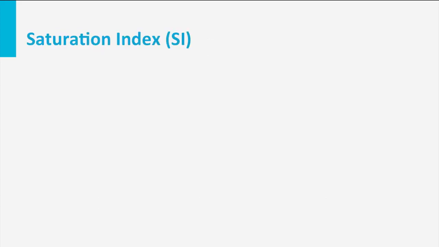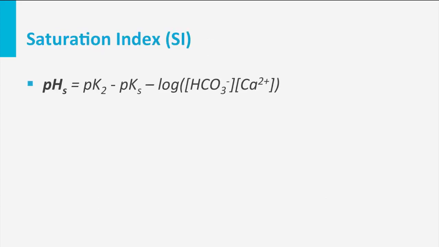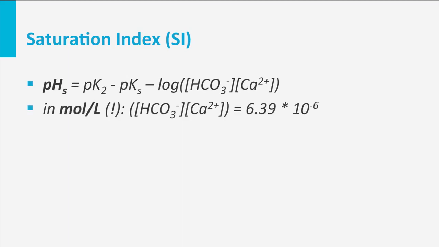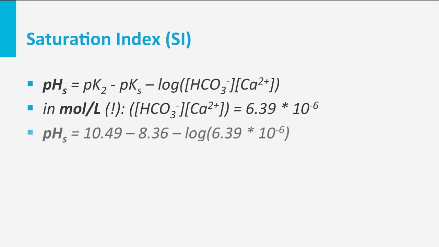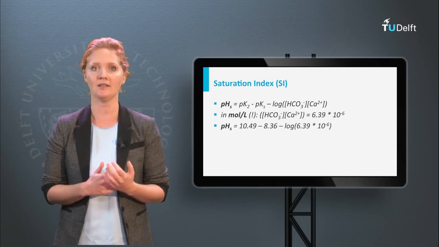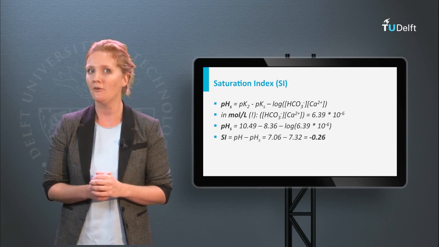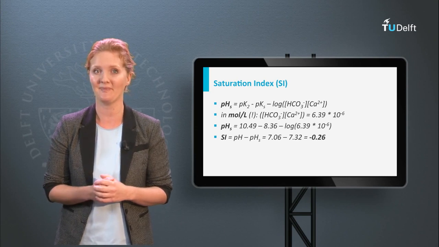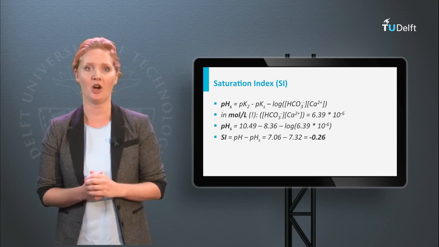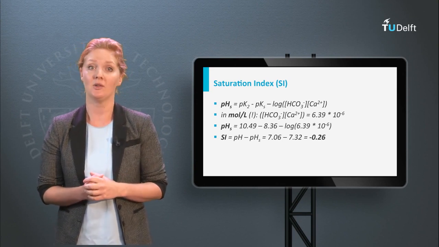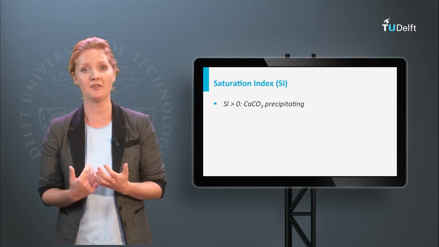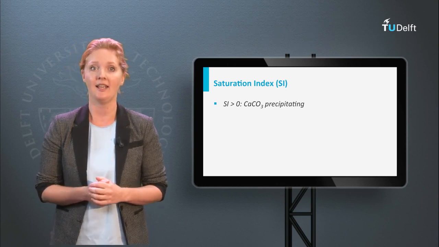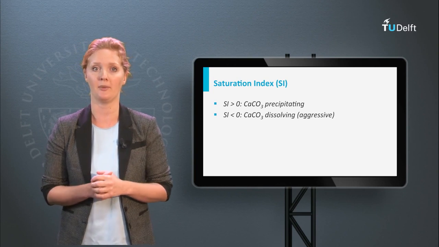Well, I hope you started with the calculation of the pHs, where it is crucial to use the unit mole per liter for bicarbonate and for calcium. With the pHs of 7.32 and a water pH of 7.06, it can be calculated that the saturation index is minus 0.26. Have you figured out if this is calcium carbonate aggressive or if it is calcium carbonate precipitating? Yes, you're right. This water is calcium carbonate aggressive because the SI is below 0. A saturation index above 0 is calcium carbonate precipitating, and an SI below 0 will dissolve calcium carbonate.